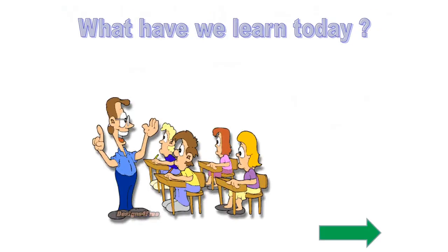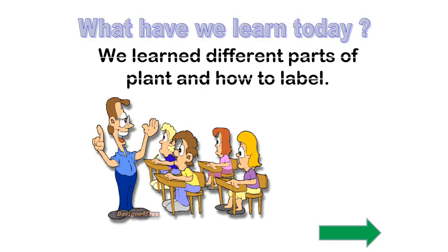Okay, now this is recapitulation. What have we learned today, children, can you tell me? Ask in a single step. For severe, for mild, you can ask multiple instructions. If they tell you, then you say yes, we have learned different parts of the plant and how to label it.